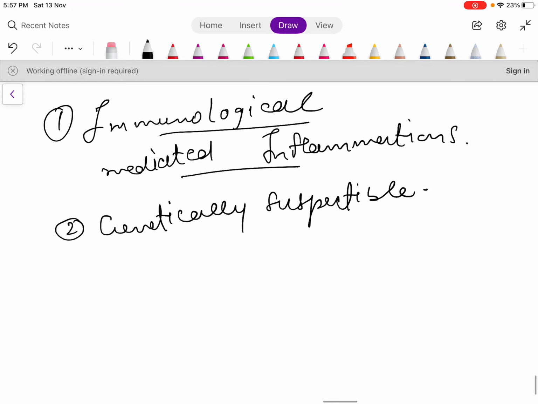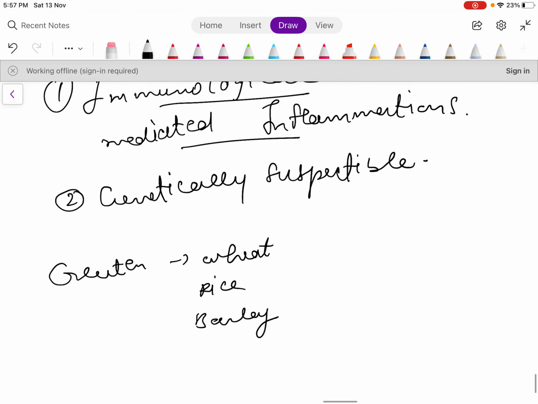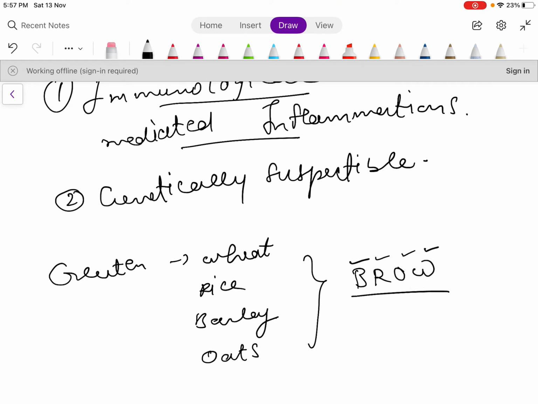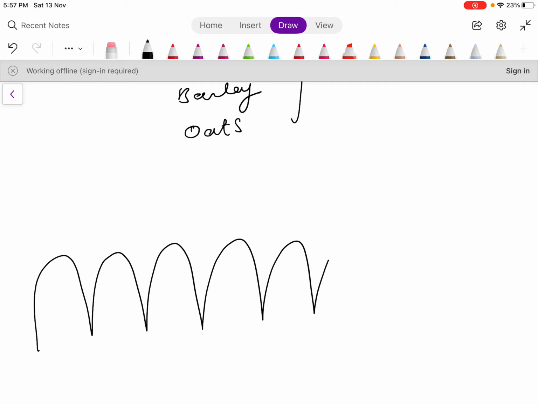So how this occurs is, there is a thing named gluten which is present in wheat, rye, barley, and to a lesser extent in oats also. So you can remember this by BROW: barley, rye, oats, wheat. So when this gluten enters the small intestine, these are the cells of the small intestine. Okay, this is the villi.